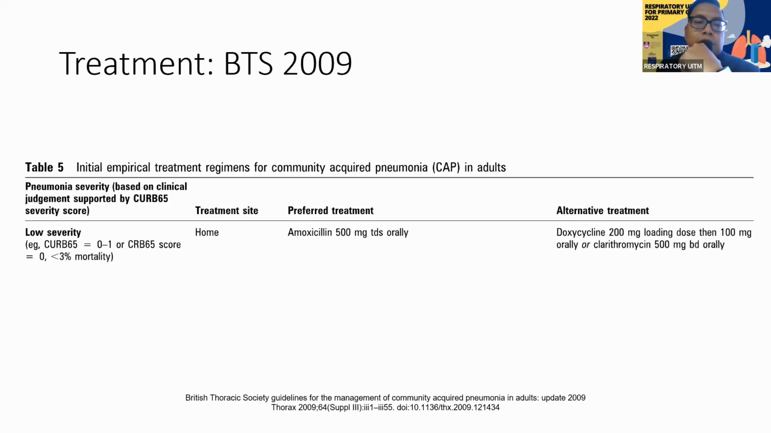The BTS 2009 guideline, quite an old guideline, is almost similar to the Malaysian guideline. Those who have a CURB score of 0 can be given amoxicillin, and the alternative will be doxycycline or clarithromycin for those who have an allergy to penicillin.